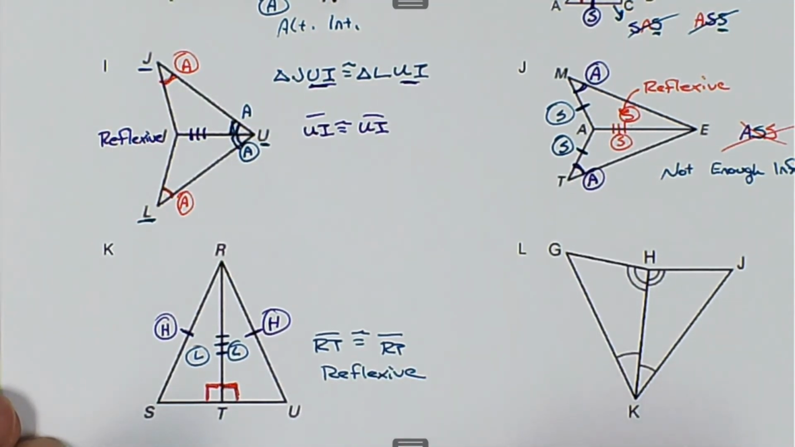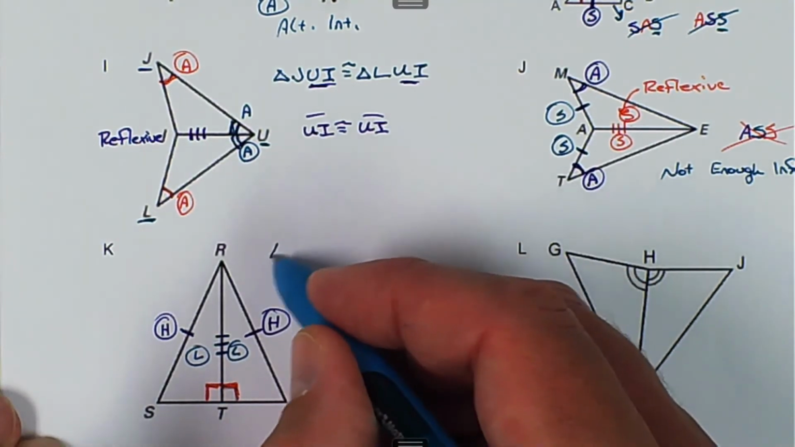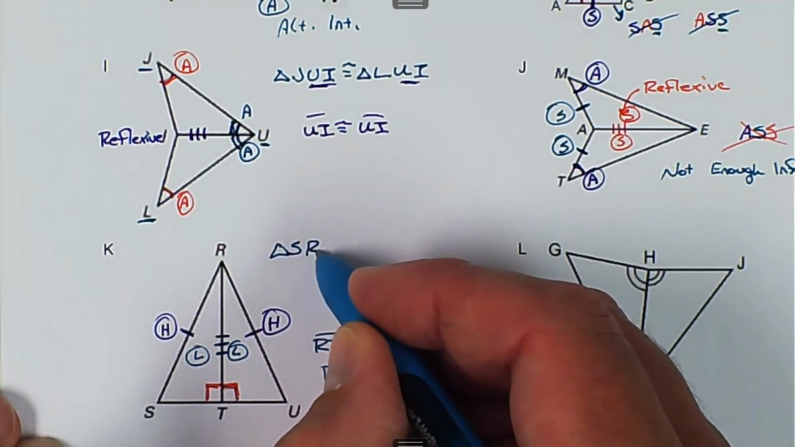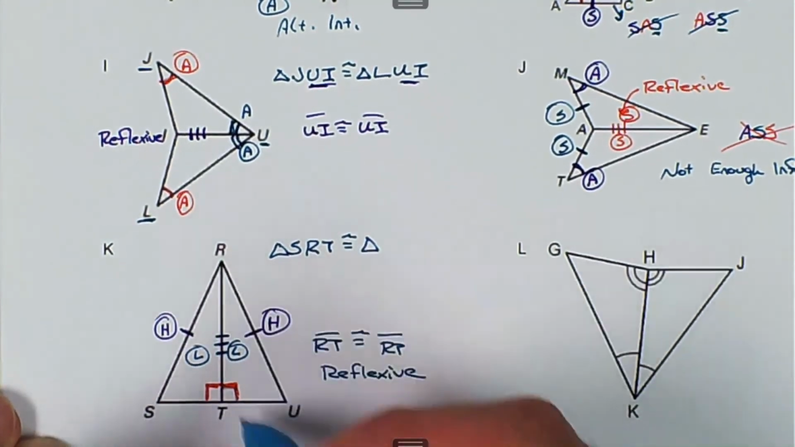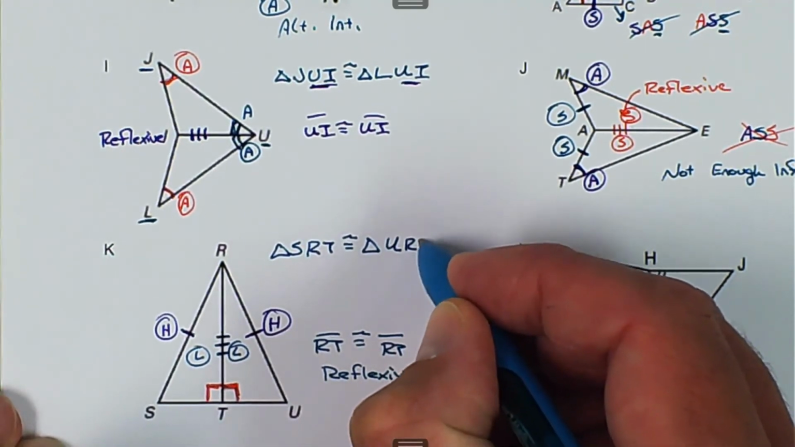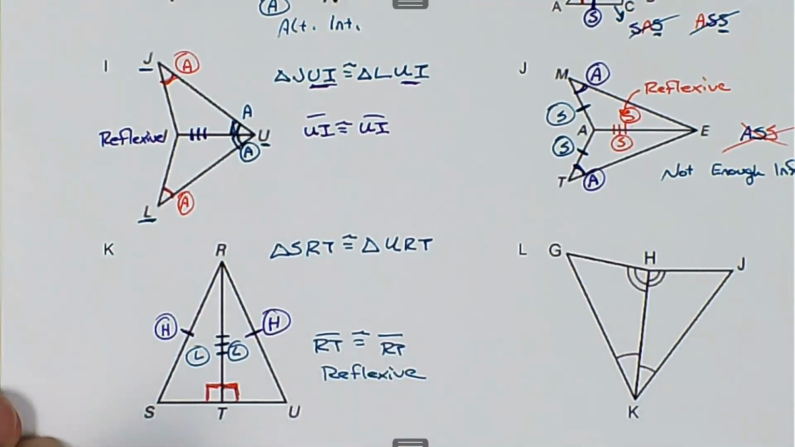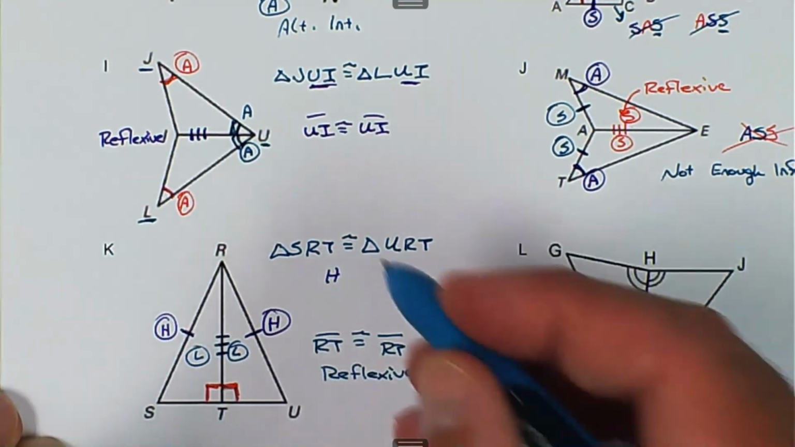So now we can name our triangle. So we're going to start with the no mark. So SRT, triangle SRT is congruent to triangle URT. And the reason that we can say that is because of the hypotenuse leg.